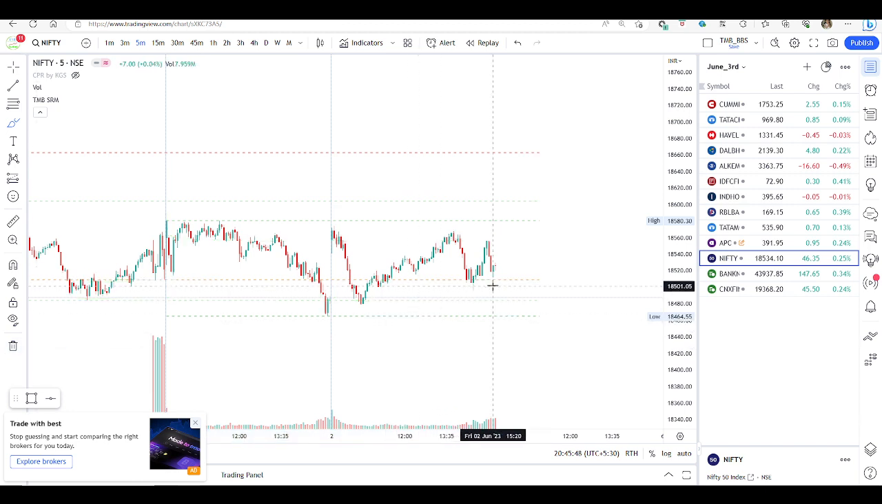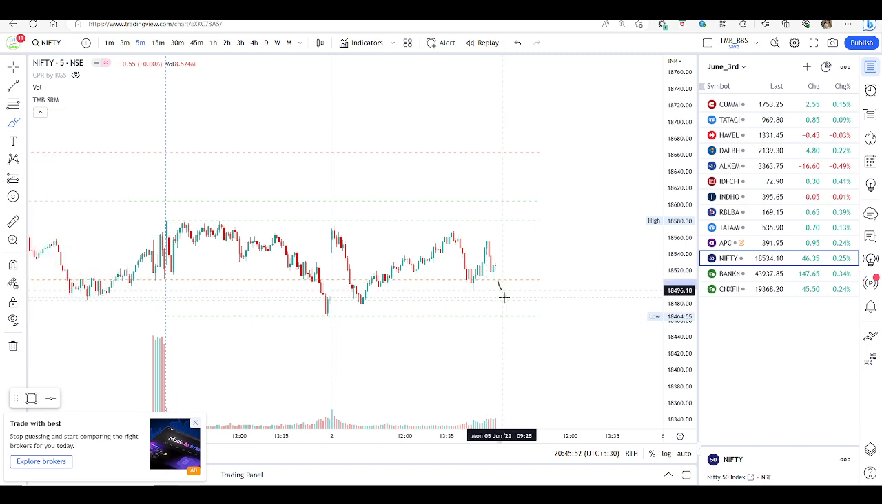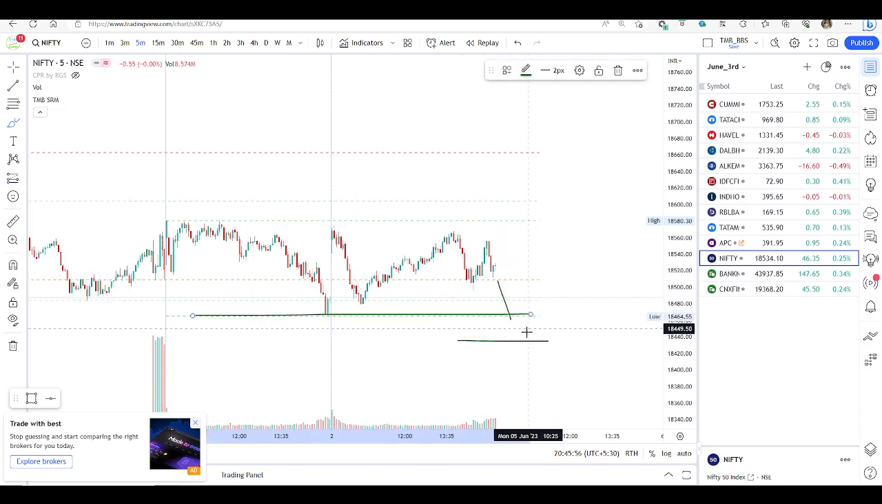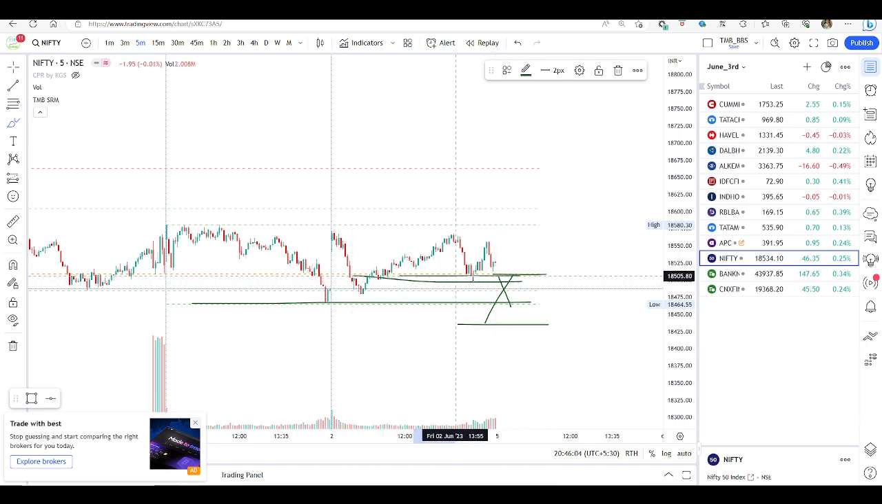If the market gaps down somewhere in this region, all below this, then I will look for the shorting opportunity when the market reaches here. In this region, previous day low, or any of this region, I will wait for the retracement and look for the sell opportunity. This is my trade plan.